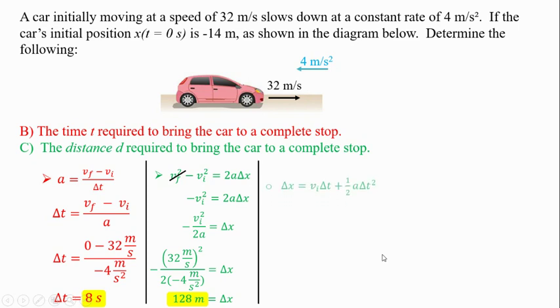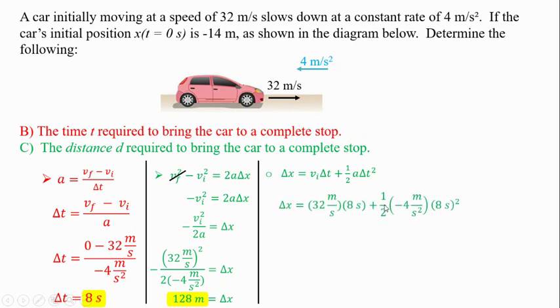The alternative way to do it, just in case you need extra practice, is my displacement function that I previously used in the previous slide. Delta x is equal to VIT plus 1/2 AT squared. Well, I know my VI is 32, which again is stated in the problem, and I've chosen to be positive. How much time has gone by? 8 seconds. How do I know it's 8 seconds? Well, we just calculated 8 seconds in part B.